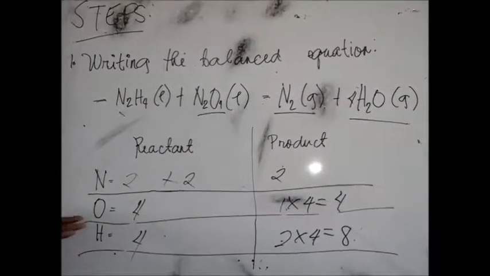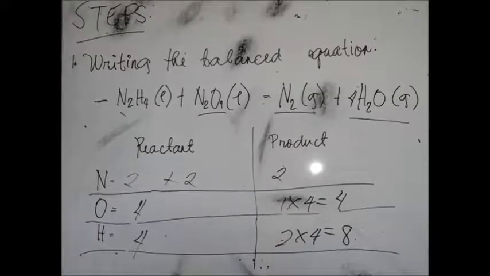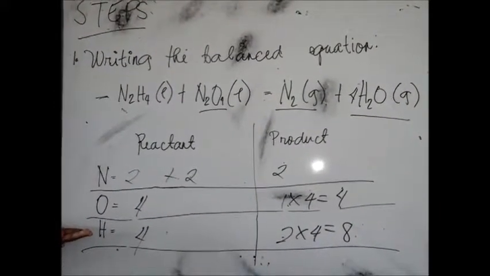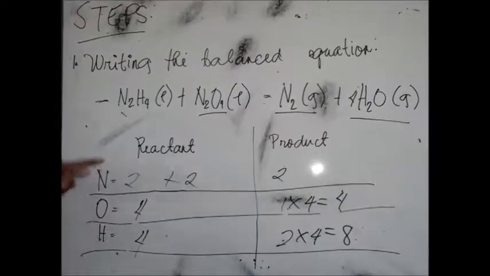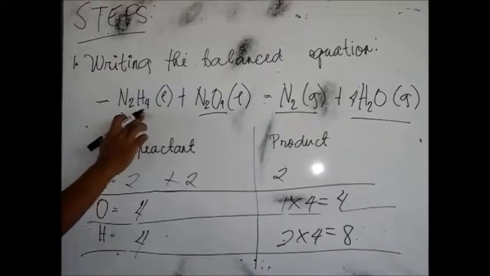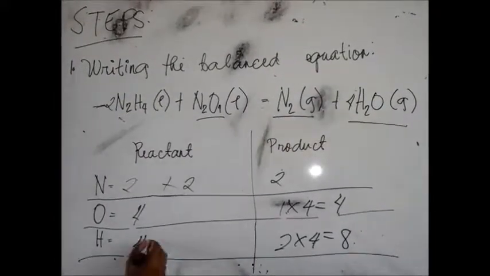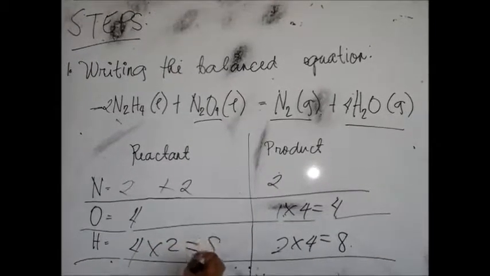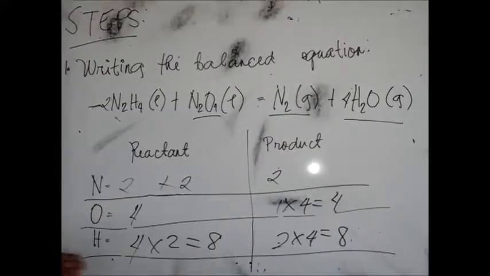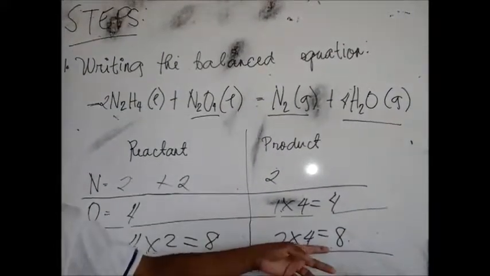So, our oxygen in the reactant side and oxygen in the product side is now equal, while hydrogen in the product side is not equal from that of the reactant side. So, we will multiply N2H4 by 2, making hydrogen 8 in the reactant side. Hence, hydrogen from the reactant side and hydrogen from the product side is now equal.